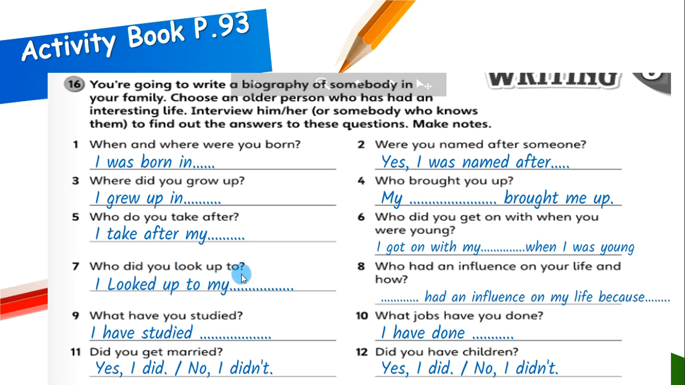Who did you look up to? You're gonna write his answer, the answer that this person said. You write it down. I looked up to. Who had an influence on your life and how? Someone who had an influence on his life and how or why. So write down the answer.